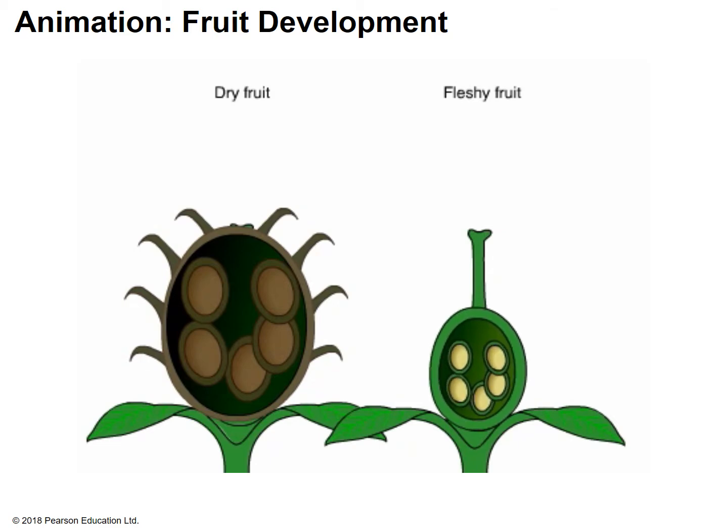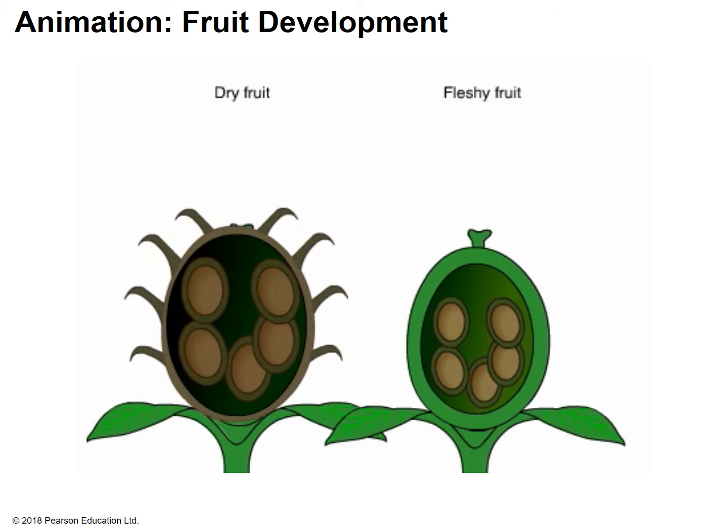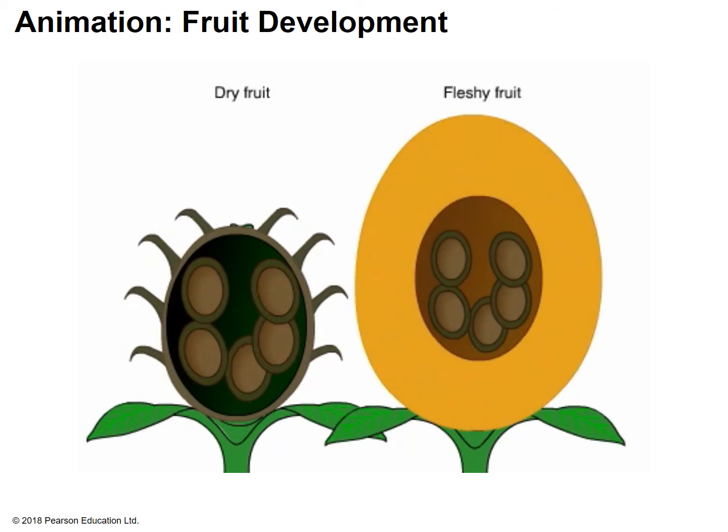In fleshy fruits such as tomatoes and peaches, the outer tissues of the ovary thicken and become soft, sweet, and brightly colored. Fleshy fruits invite animal dispersal. The seeds are ingested and, if they escape digestion, they are excreted with fertilizer, hopefully in a choice location.